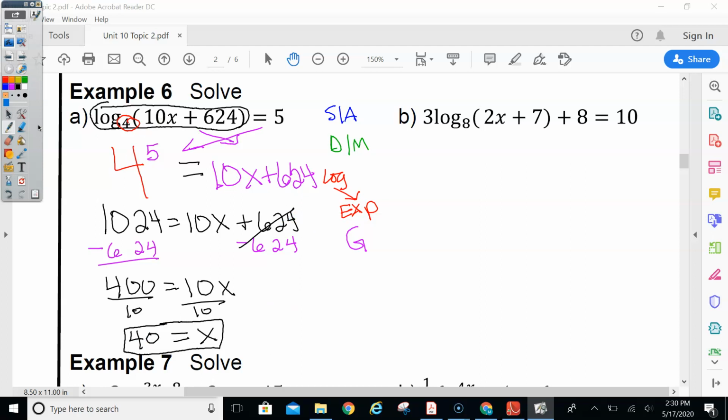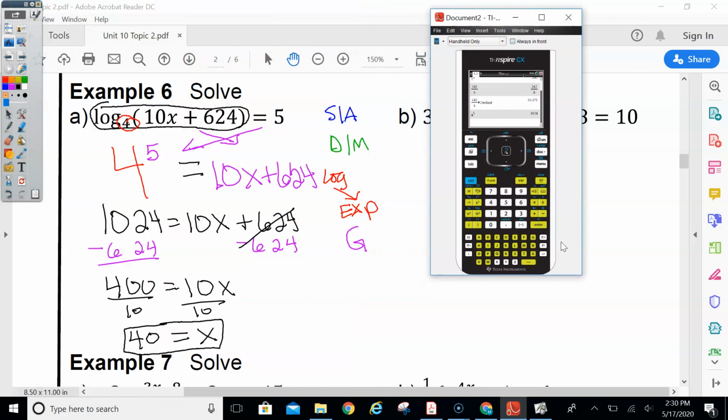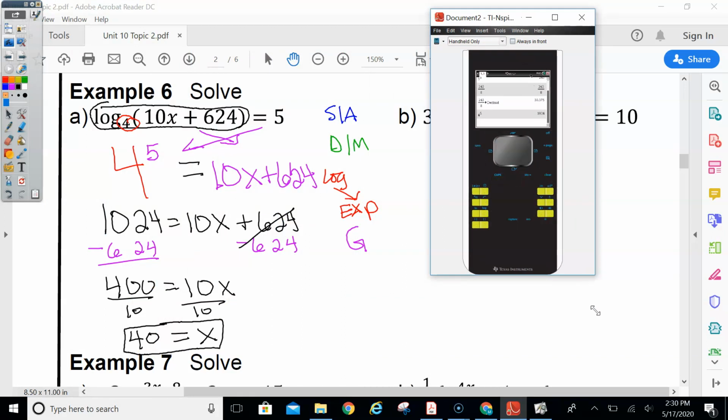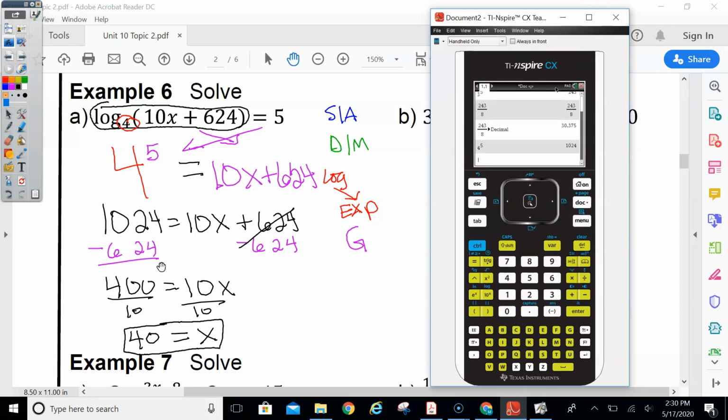Okay, now just like we did before, you should double check that this number in here actually does end up being positive. Usually when you only have one log, you don't have to worry about that because that's what it's going to be. It's when you have two logs on either side, when they cancel each other out, that you have to check. But you can check these if you want as well, just to make sure it's a positive. So 10 times 40 plus 624 would give me a positive number. And then I can actually solve it to check that it is 5. But right now we're just double checking that it's a positive.